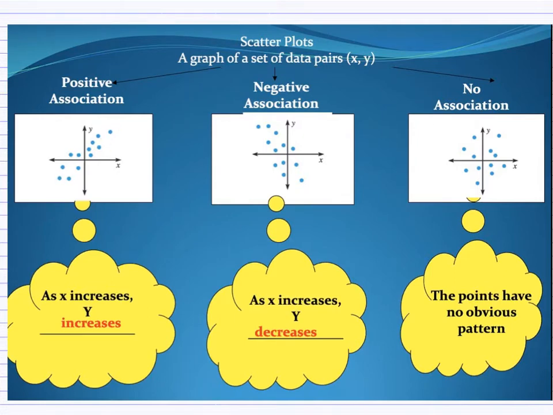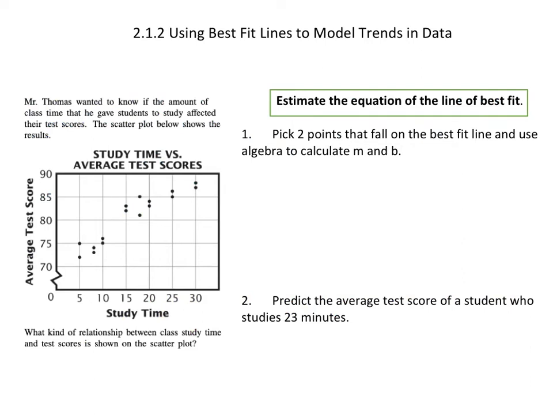All right, what we're actually going to be doing in this video, though, is determining a best fit line to model the trend in data. So let's illustrate this with an example. Mr. Thomas wanted to know if the amount of class time that he gave students to study affected their test scores. The scatter plot below shows the results. What kind of relationship between class study time and test scores is shown in the scatter plot?